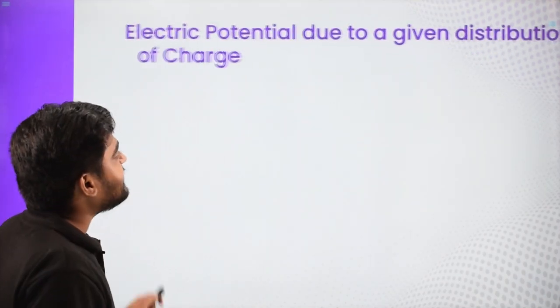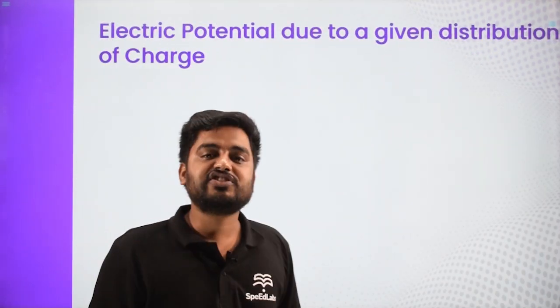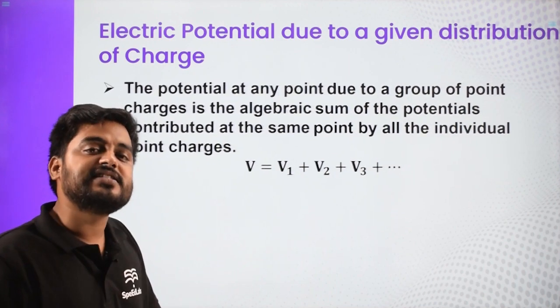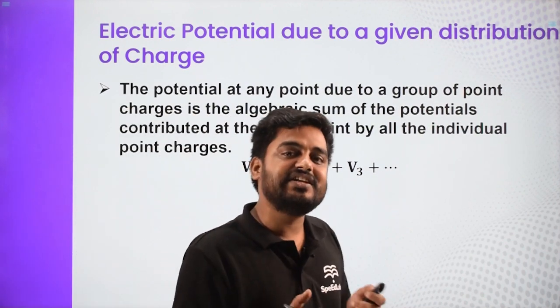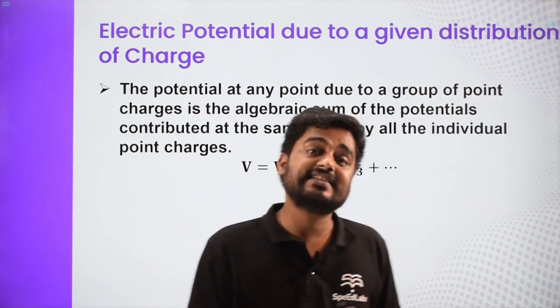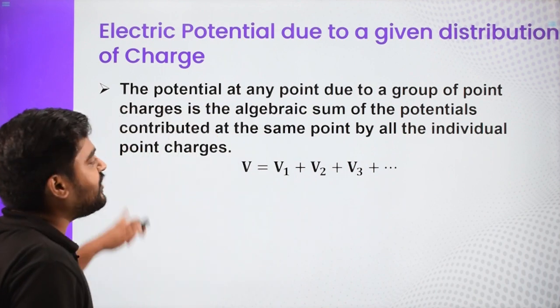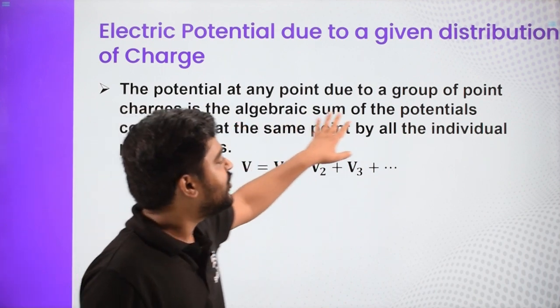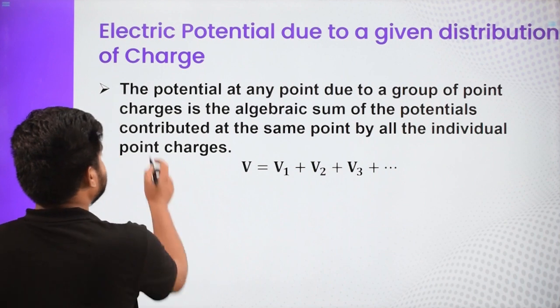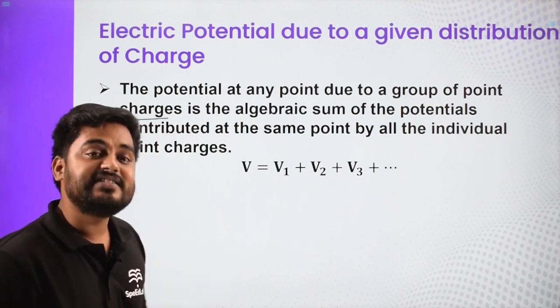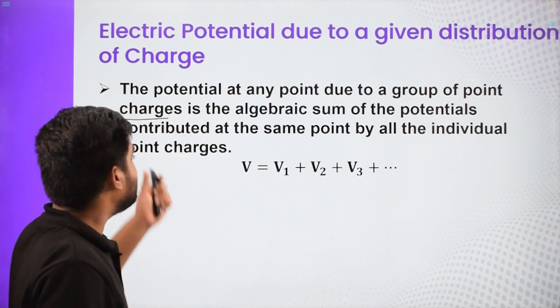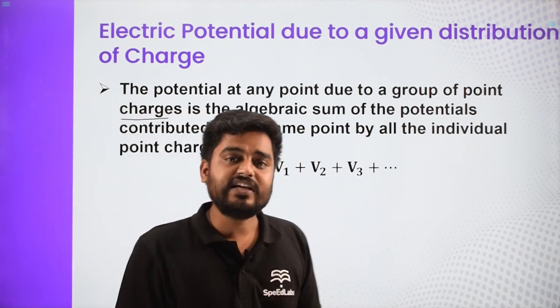Now let us discuss electric potential due to a given distribution of charge. There are two possible types of distribution: one is continuous charge distribution, the other is discrete charge distribution. The potential at any point due to a group of point charges is nothing but the algebraic sum of the potentials due to each of the charges.